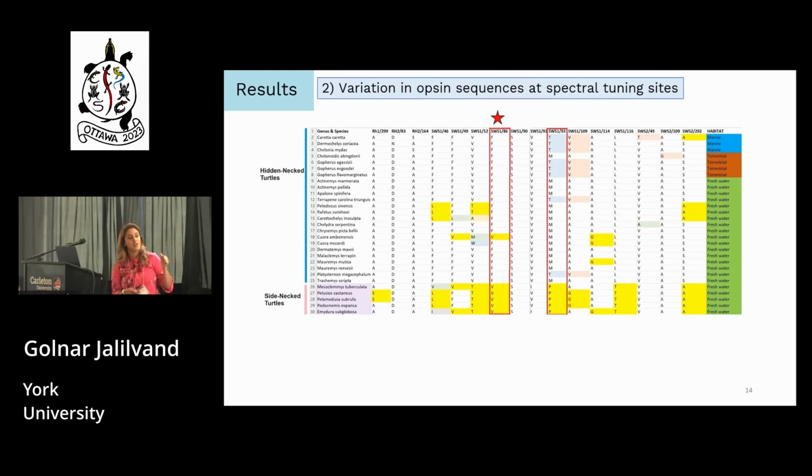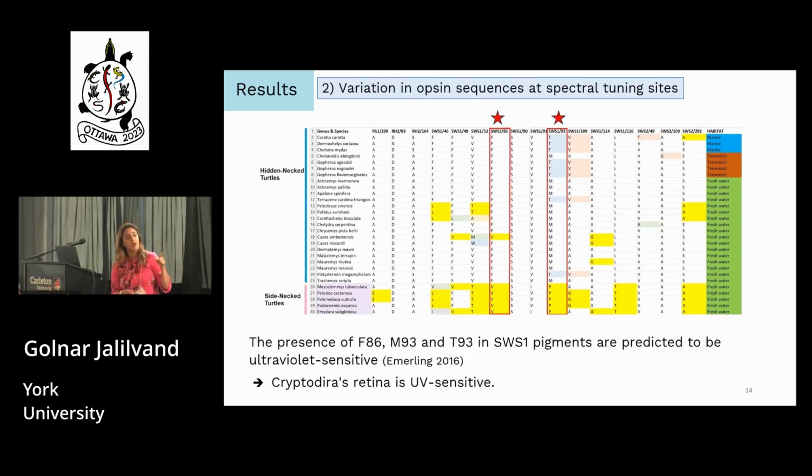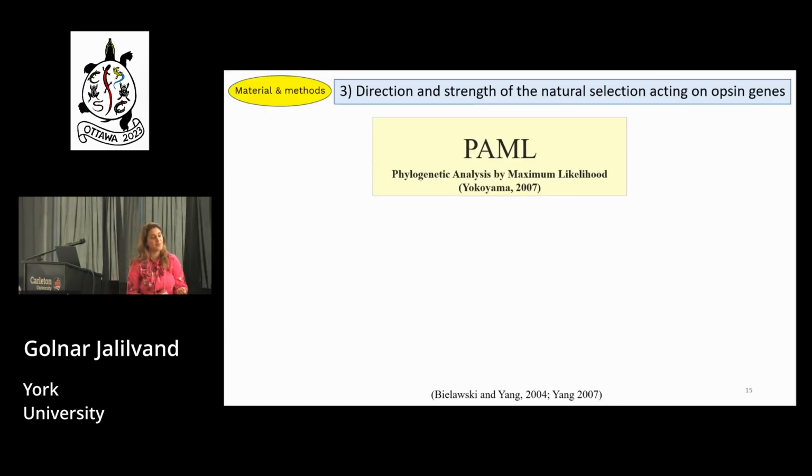And today I just want to talk about SWS1 sites 86 and 93, which, with the presence of F86, M93, and T93 in the SWS1 pigment, is predicted to be ultraviolet sensitive. So we can say Cryptodirans' retinas are UV sensitive, while Pleurodirans are not, or maybe less UV sensitive.